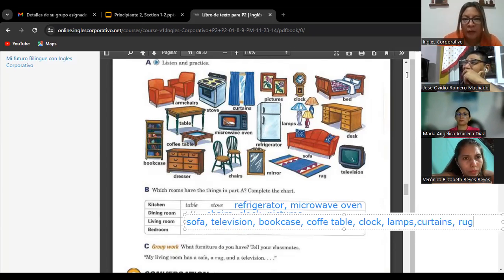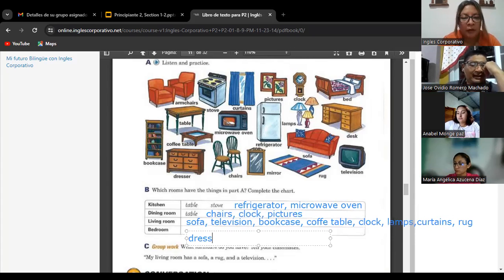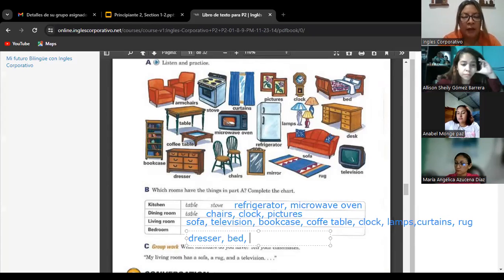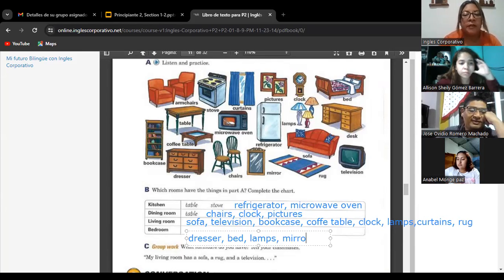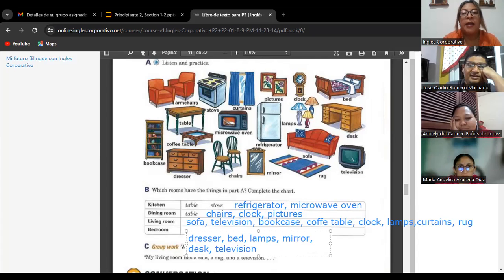Okay. And in the bedroom. Dresser. Bed. Dresser, bed. Muy bien. Lamps. Bed. Mirror. Yes, lamps. Mirror, okay. Dresser. Dresser, yes, there it is. Desk. What else do you need to work at a desk? Lamps. Lamps, yes. Maybe a television. Okay, if you have a desk, you need something else.